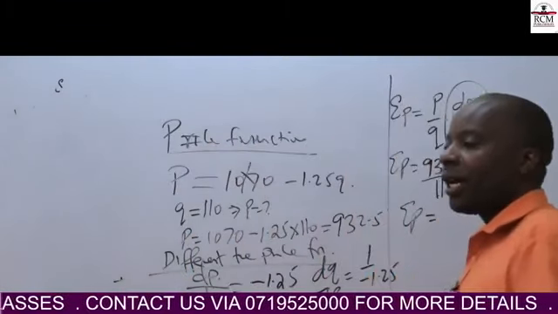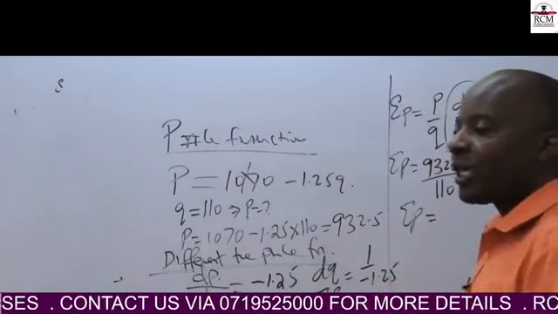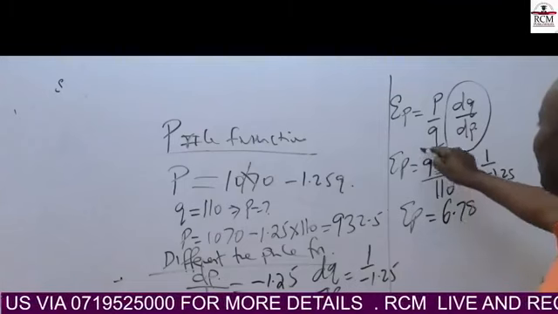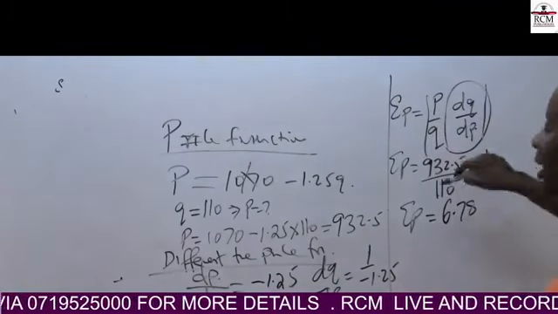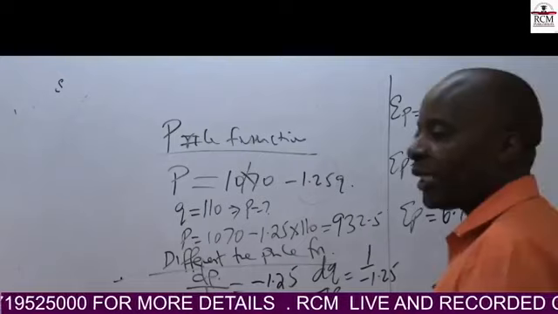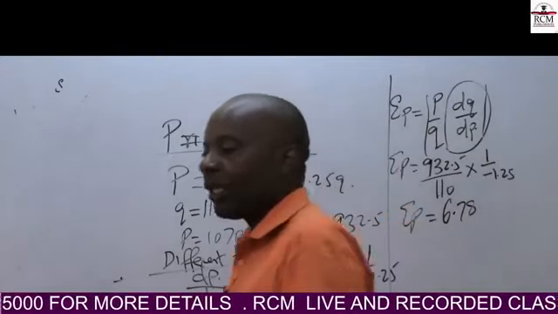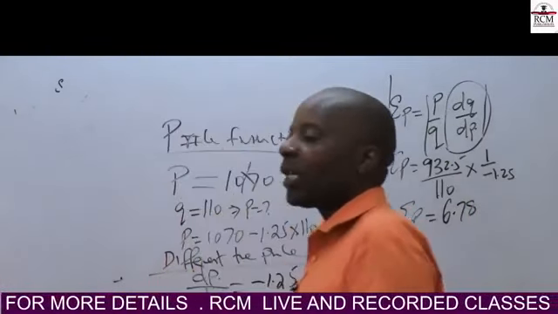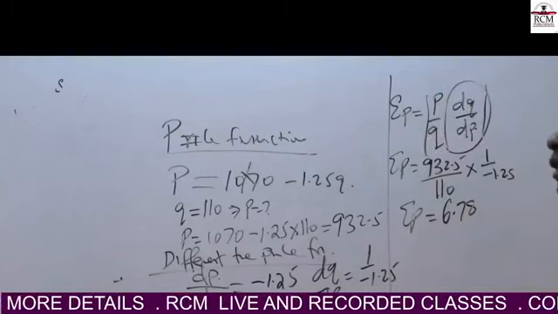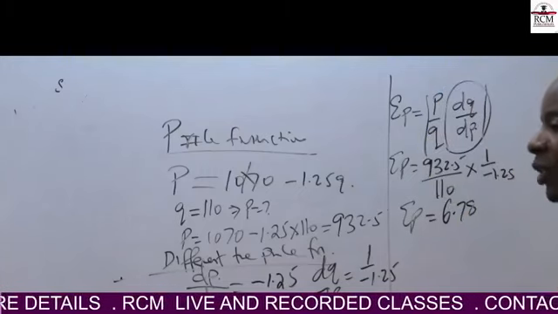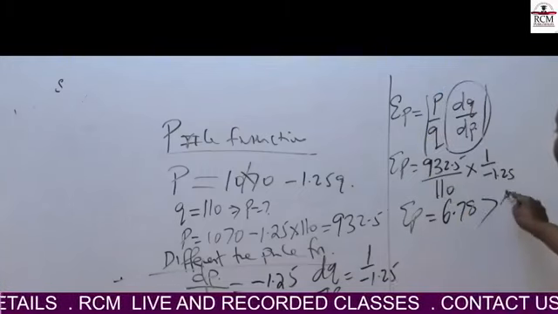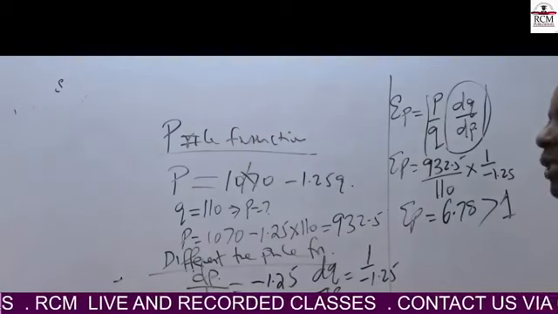So Njeri says it is 6.78. Njeri, what did we say? Even if this is negative, we normally only take the magnitude. You forget the negative. Remember, that's what we said. Always, for point elasticity, you always forget the negative. And once you've forgotten the negative, ladies and gentlemen, this is more than 1.